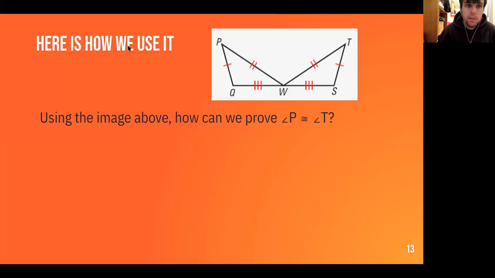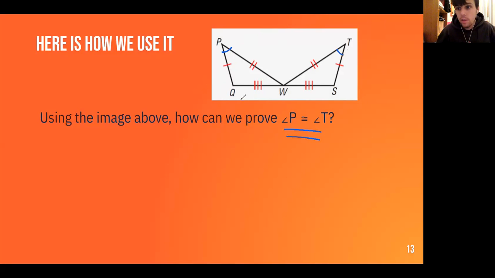Right. So here we go. Here's how we can use it. So using the image above, how can we prove that angle P is congruent to angle T? Well, it's obvious here to see that we're talking about these two angles. And we don't know anything about the angles of these triangles. So how could we show this? If we don't know anything about the angles, why would those two angles be congruent?